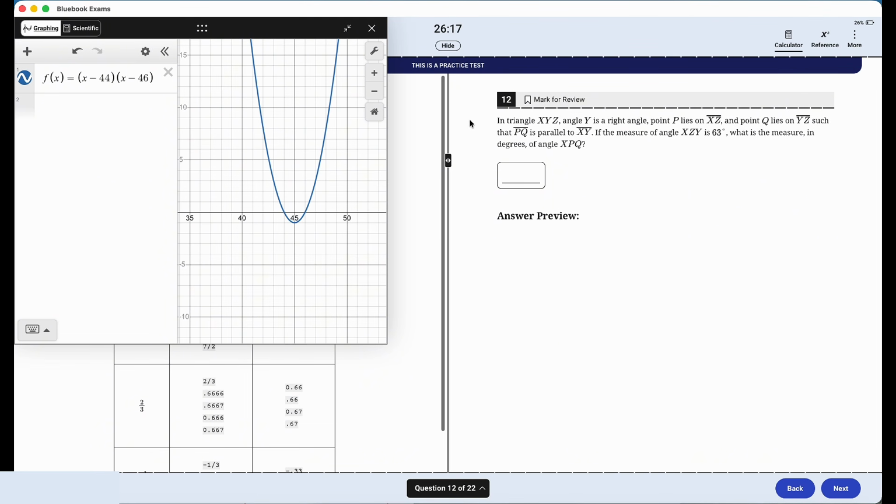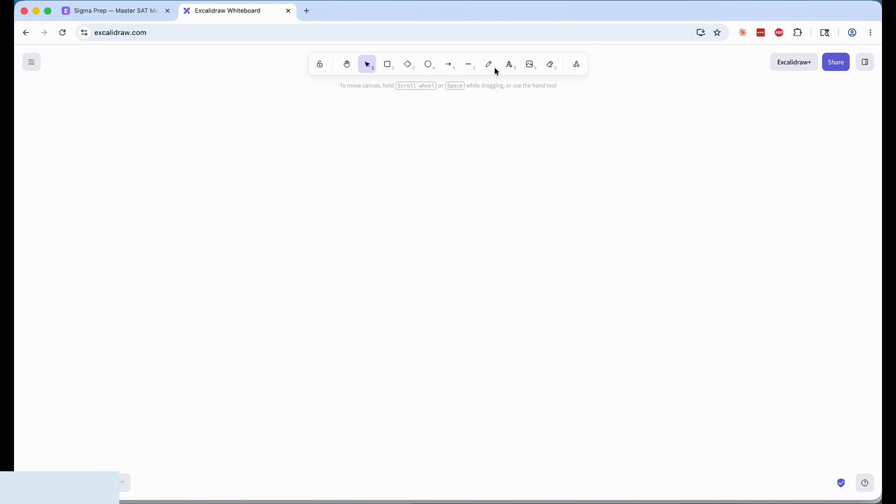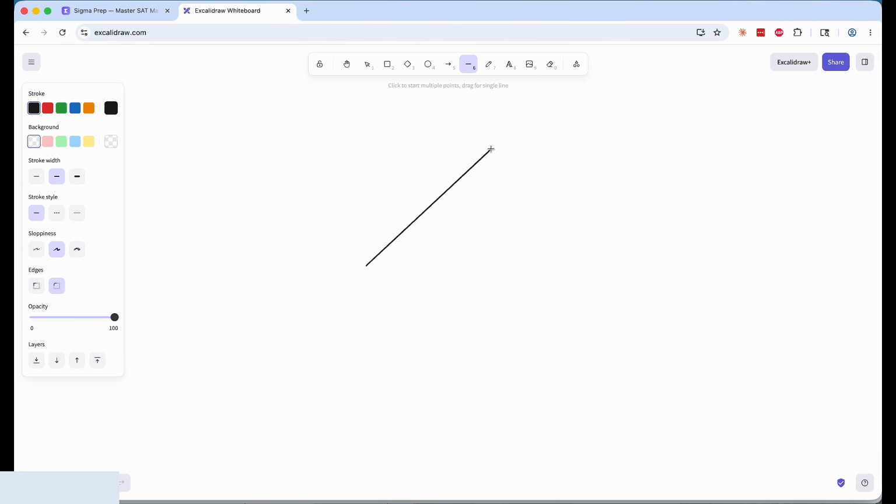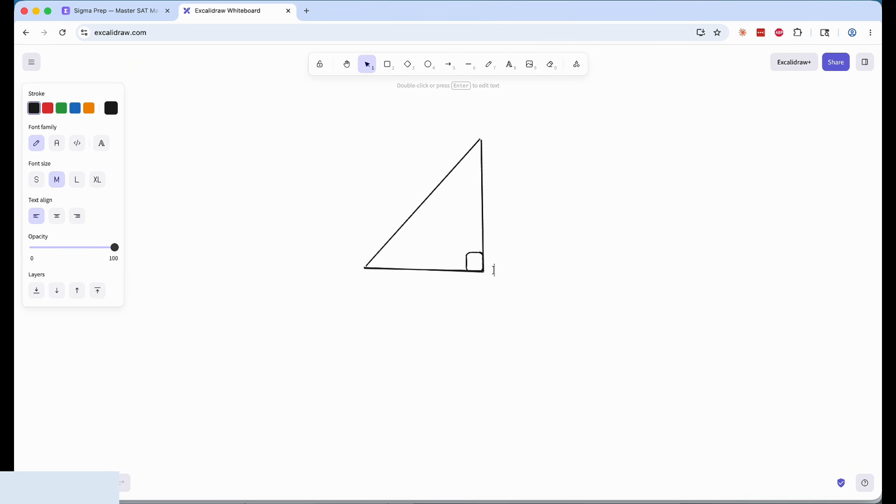Next one, triangle XYZ, angle Y is a right angle. Okay, we've got to sketch this. So that's why you still have graphing paper and things like that. So I can go ahead and draw this triangle here. Let's go ahead and draw this. And it's a right angle, so we can do something like that. And they told us that Y is the right angle. That's the only one that really matters.